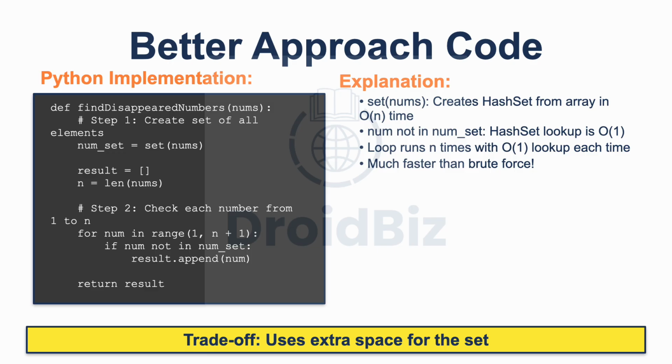Let me explain the key improvements. The statement setOfNums creates a hash set from the array in big O of n time. The lookup operation, number not in number_set, is big O of 1 because hash set lookup is constant time. The loop runs n times with big O of 1 lookup each time. This is much faster than the brute force approach. However, there's a trade-off. This approach uses extra space for the set.